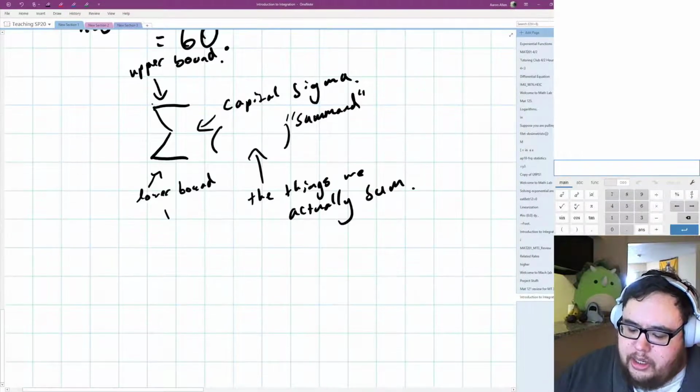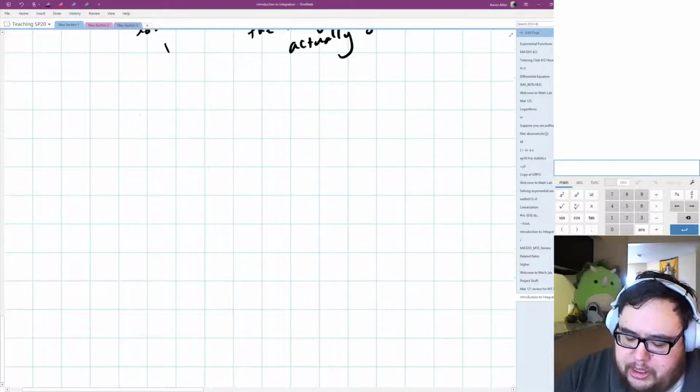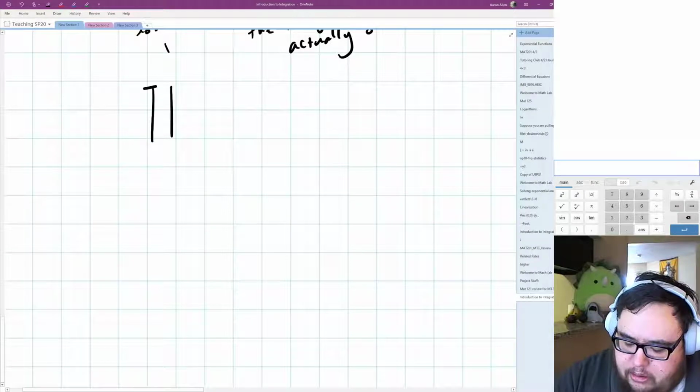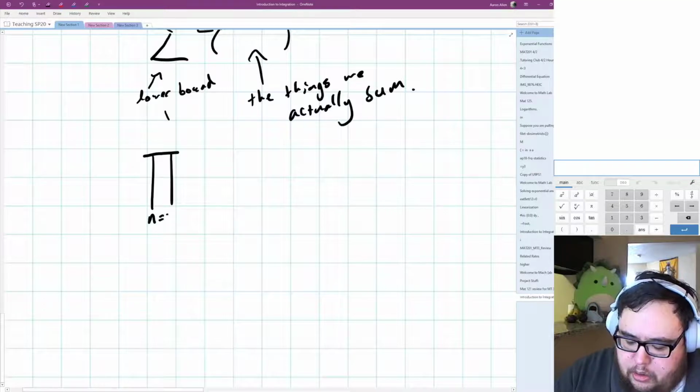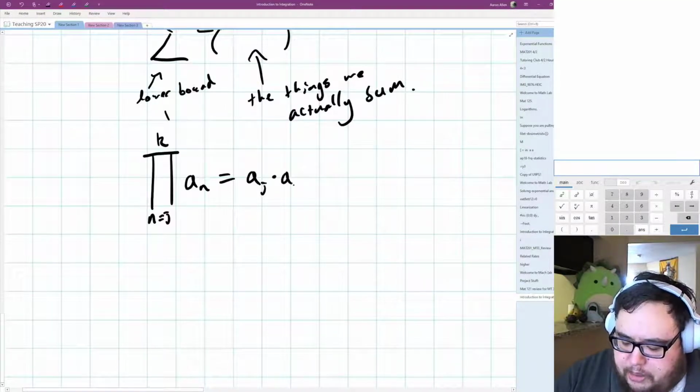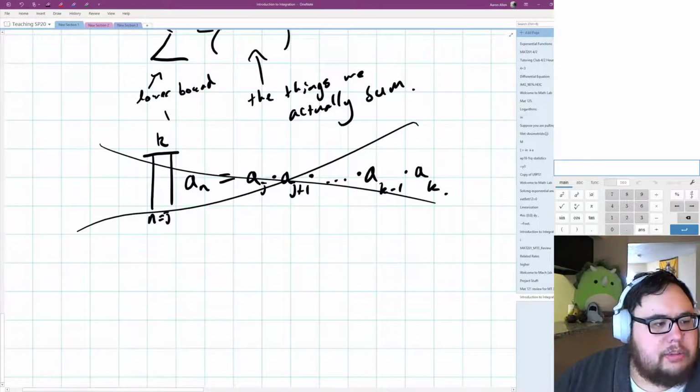Yeah. There's also something called product notation that uses the exact same format, but instead of a sigma, it has a big pi. That again has a lower bound and an upper bound of some sequence, and that is a sub j times a sub j plus 1 times dot dot dot times a sub k minus 1 times a sub k. This is totally irrelevant to our class. We're never going to touch it, but it is a nice thing to know about in case you ever do run into it.